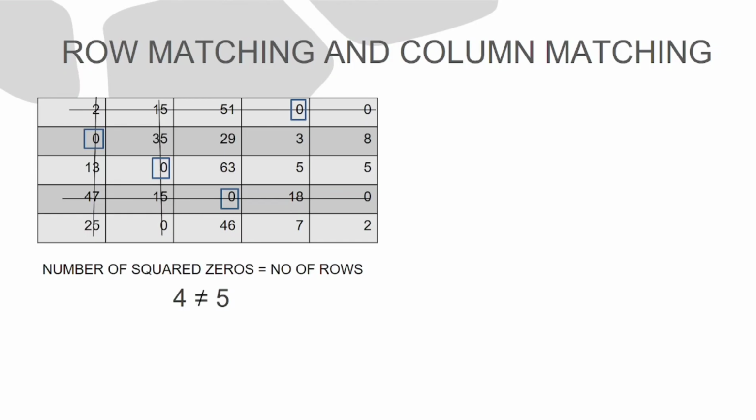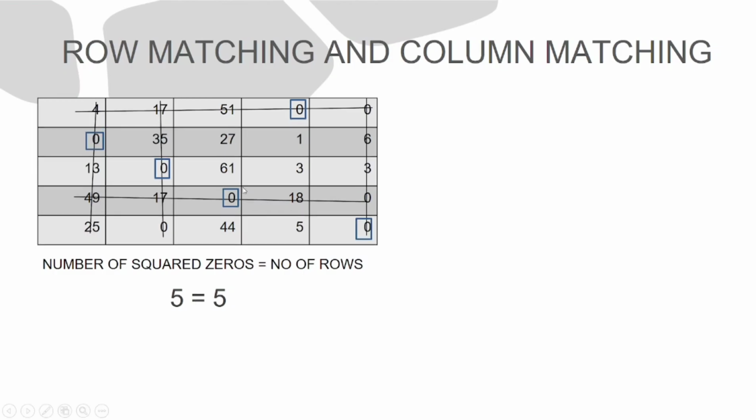Once again, we need to check if the number of squared zeros is equal to the number of rows, which is still not true, as the number of squared zeros is 4 and the number of rows is equal to 5. So we need to take the smallest value from the cells again, that is 2, which is not stricken out, and add it to all intersection points, and minus it from the non-stricken out values, and keep the stricken out values the same. After completing that, we get a new table.